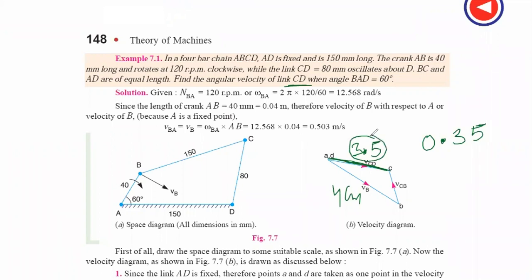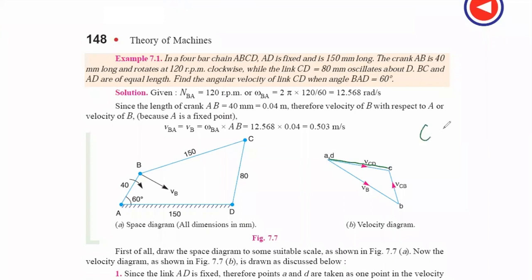If 4 centimeter is representing 0.5 meters per second, then what will 1 centimeter represent? 0.5 by 4. And what will 3.5 centimeter represent? Multiply by 3.5. So this is how we need to do the descaling. The descaling part is also time consuming, but the method is not that difficult. How to understand this problem. So VCD, we will measure this.